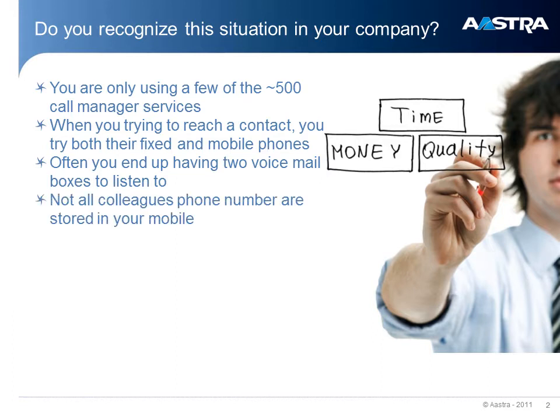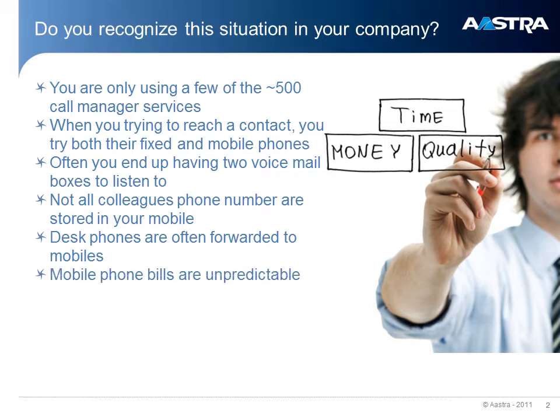When you're abroad, it could be that you don't have all your colleagues' phone numbers stored in your local mobile phone. With the Astra Mobile Client solution, you can easily access your corporate directory lookup via the Astra Mobile Client. It could be that desk phones are just forwarded to the mobile phones, and when people are out, in that way it just stands there and consumes. Could be also that mobile phone bills are very unpredictable. With the Astra Mobile Client solution, where all calls are routed through the call manager, you can really predict your mobile phone bill and save money.